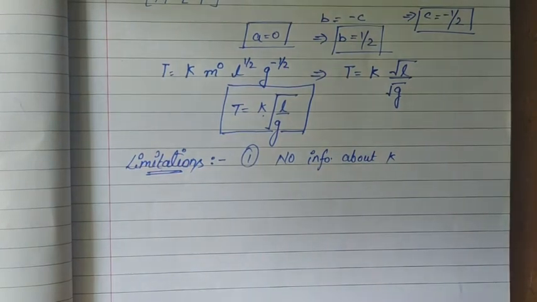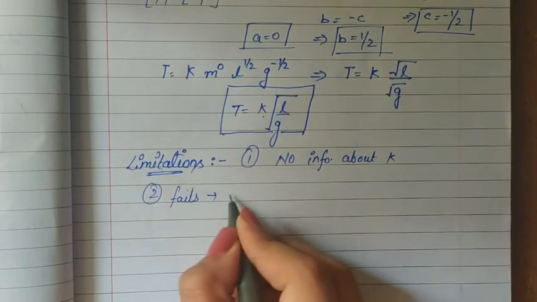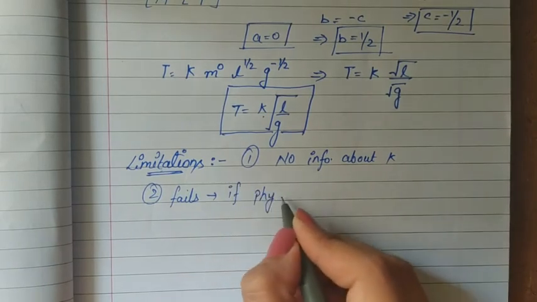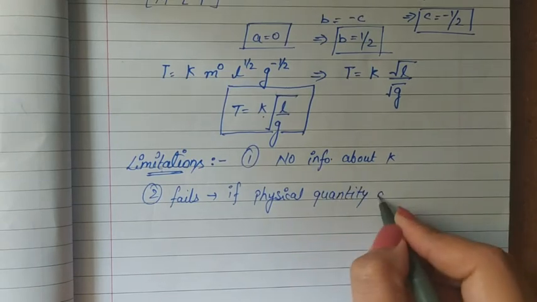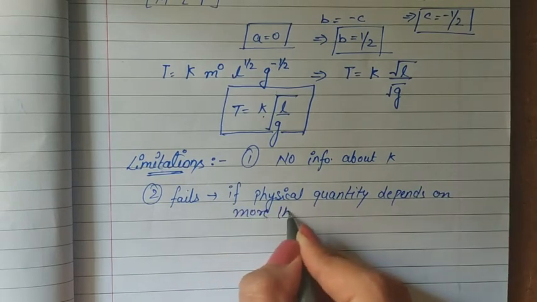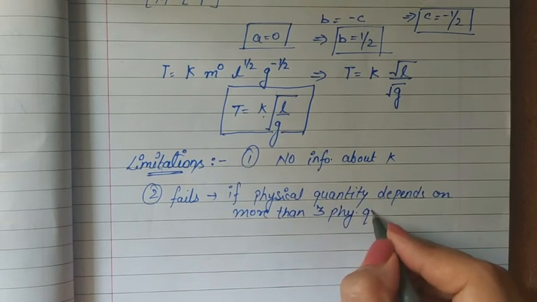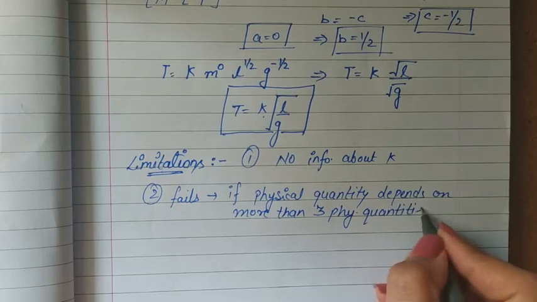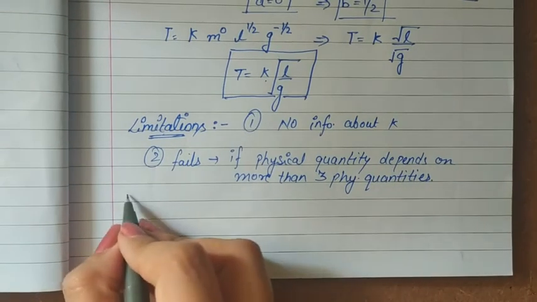Second limitation is that this method fails when a physical quantity depends on more than 3 physical quantities. If the physical quantity depends on more than 3 factors or more than 3 physical quantities, then in that case this dimensional analysis doesn't work, it fails if a physical quantity depends on more than 3 factors.